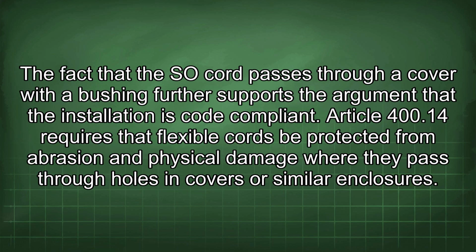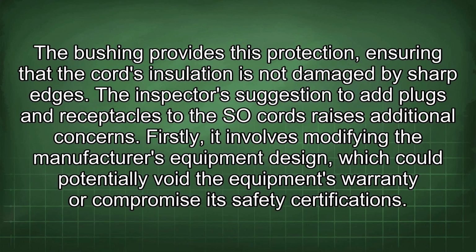The fact that the SO cord passes through a cover with a bushing further supports the argument that the installation is code compliant. Article 400.14 requires that flexible cords be protected from abrasion and physical damage where they pass through holes in covers or similar enclosures. The bushing provides this protection, ensuring that the cord's insulation is not damaged by sharp edges.